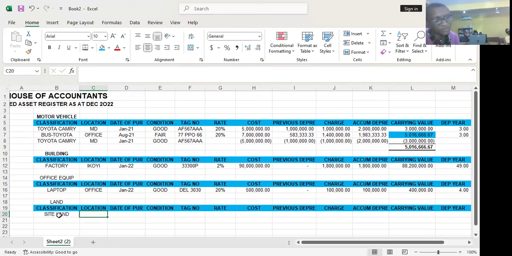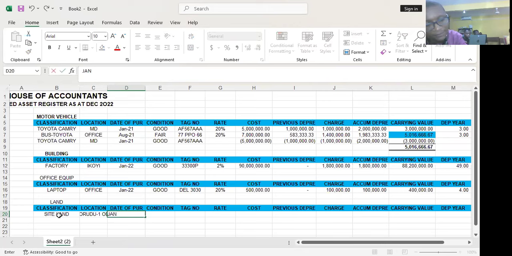So location, we can say Ikorodu. You can put the address there. Number 1, Odo Tonguyan, whatever. Then date of purchase. If you purchase it, let's say we are purchasing from January 2020.